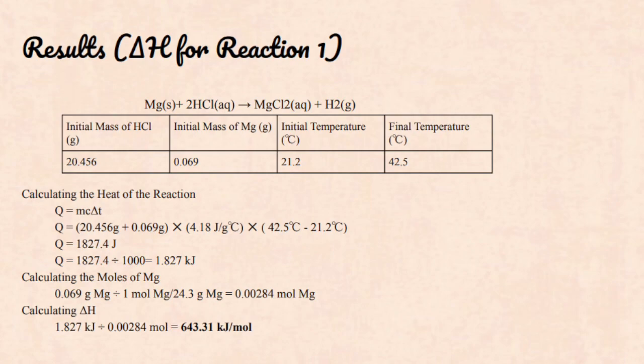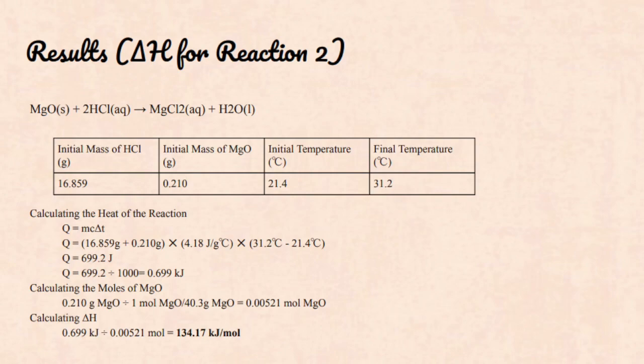This value of 1827.4 was in joules, so it was divided by 1000 to get 1.827 kilojoules. Then, the moles of magnesium were calculated by dividing the initial mass in grams by the molar mass of magnesium, which yielded 0.00284 moles of magnesium. Finally, the heat was divided by the number of moles to find delta H, which was 643.31 kilojoules per mole.